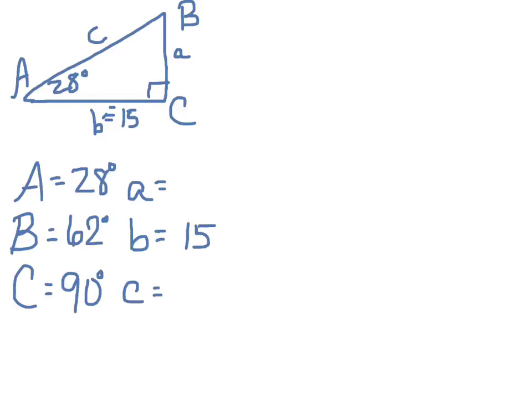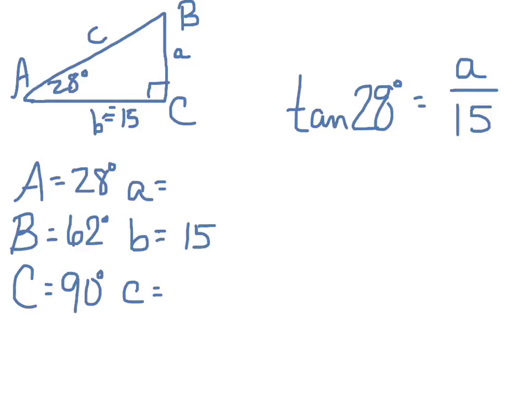We've got to find little a or little c. Those are the last two we have to find. If I use tangent, the tangent of 28 degrees is equal to the opposite side, which is a, over the adjacent side, which is 15. So we need to now figure out what a is.